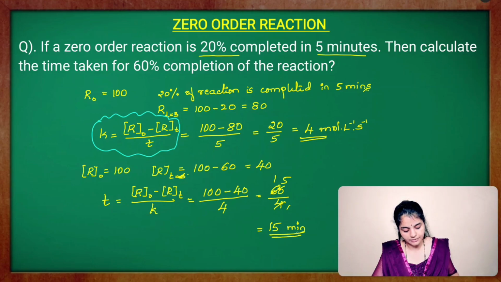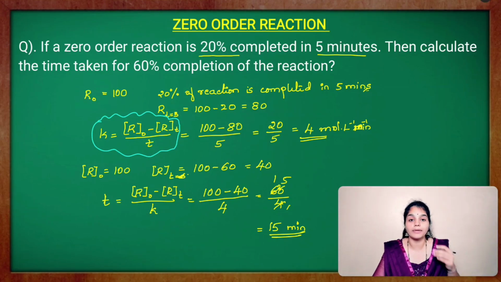Simplifying this, we get 15 minutes. Since time is given in terms of minutes, sorry, here the unit should be per minute. The unit of rate constant is mole per liter per minute and the unit of time is 15 minutes. So this is how you can answer this question traditionally. Now if this question is asked as a multiple choice question, where you need to save your time and answer quickly, the trick to solve this particular question is to make use of a formula.